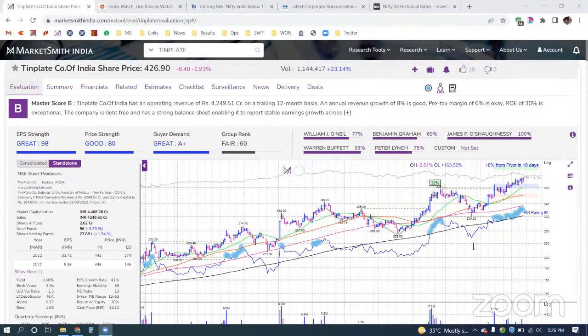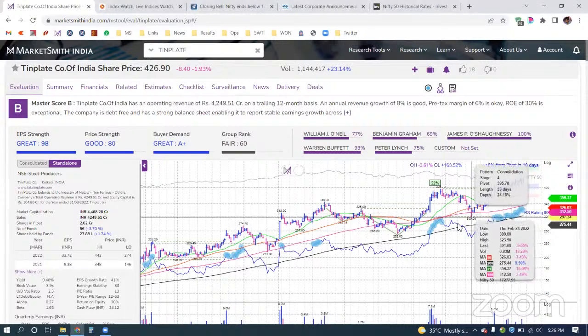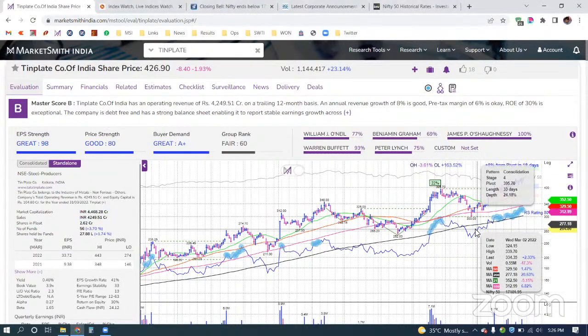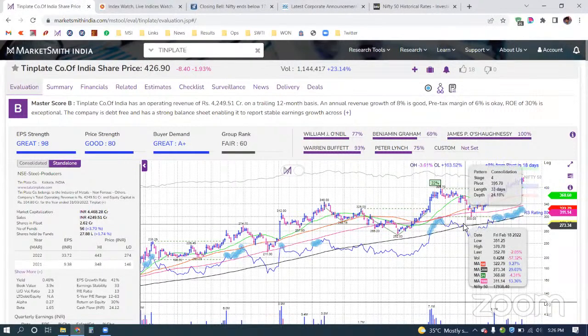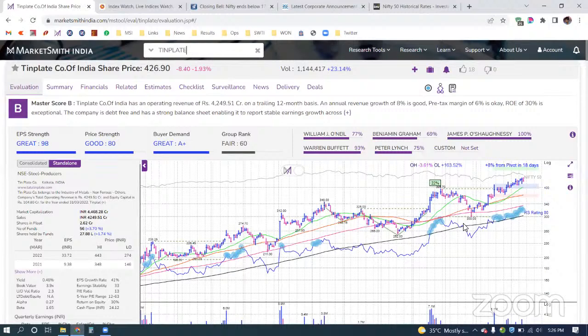Okay, that's fine. So I'll take in a few queries. Mr. Prem Kumar was asking how do we classify Tinplate as a stage 4 breakout? Let's explain that, Mr. Raj. So as you can all see on this chart, the stock has formed, the count is 4 and the pattern is consolidation.